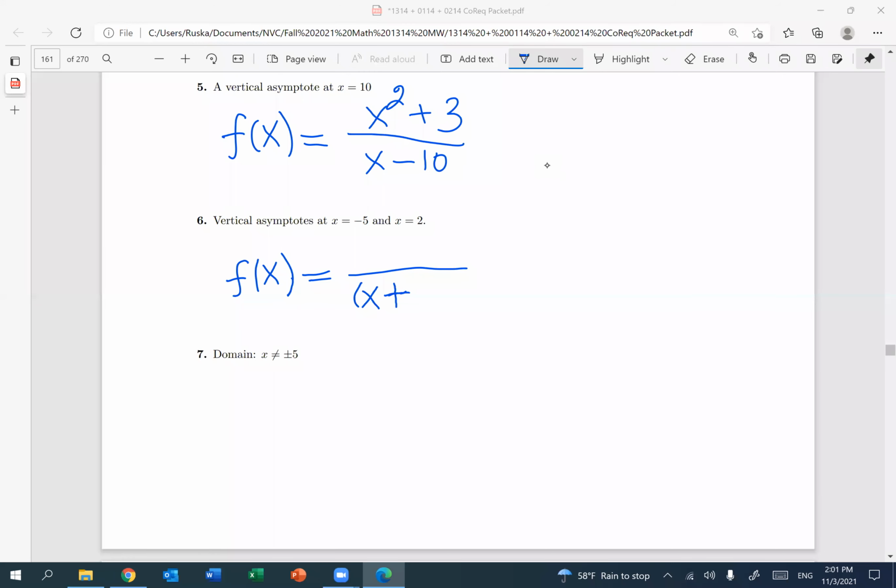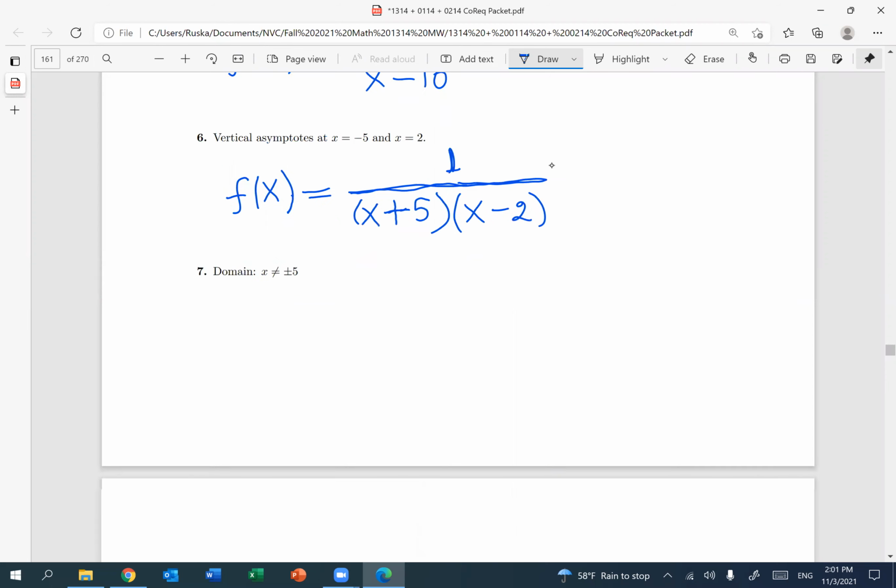Plus 5, good job. And then from 2, I'm going to get x minus 2. You can leave it like that, and you can put whatever you want in the top. I'm going to put just 1, 1 over this. Doesn't matter what you have in the top. If the asymptotes are given, the bottom is going to look like that, and the top could be anything.